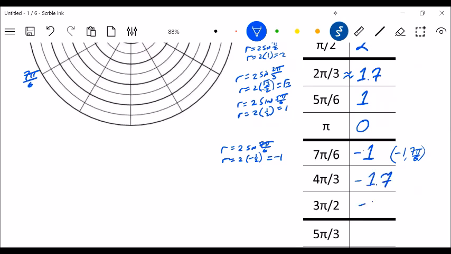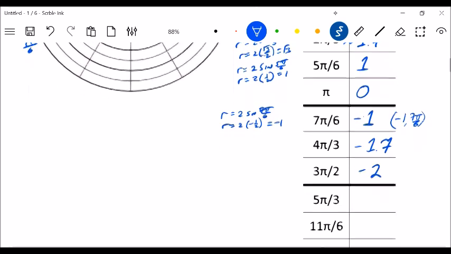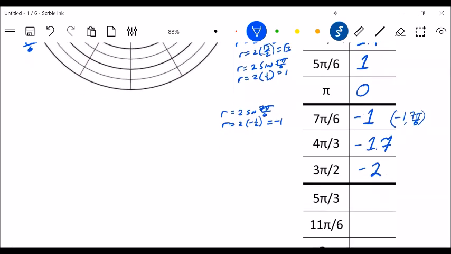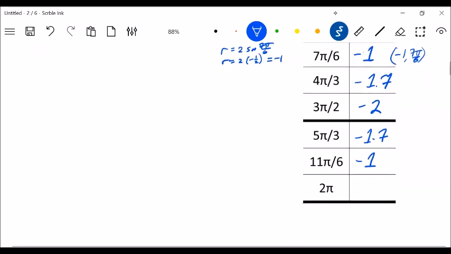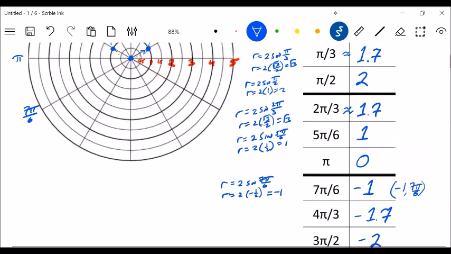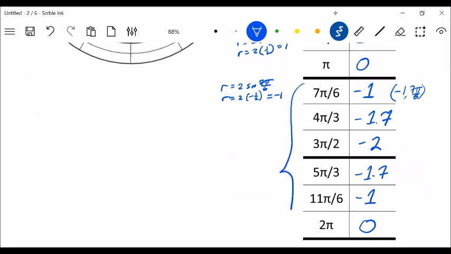At 3 pi over 2, we're at -2, which was the same as pi over 2, except now going towards pi over 2. Okay, 5 pi over 3, it's -1.7. 11 pi over 6 is -1, and 2 pi is 0. Each one of these repeats the first and second quadrants.